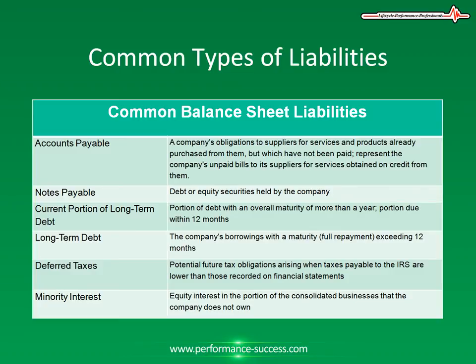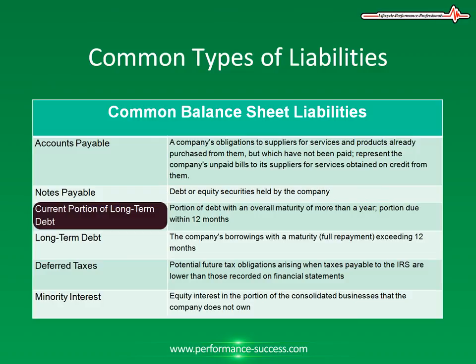Common types of liabilities. One is accounts payable. This is a company's obligations to suppliers for services and products already purchased from them, but which have not been paid. They represent the company's unpaid bills to its suppliers for services obtained on credit from them. Next, you have notes payable. This is debt or equity securities held by the company.